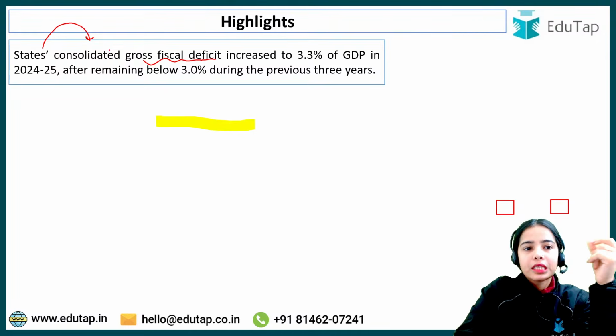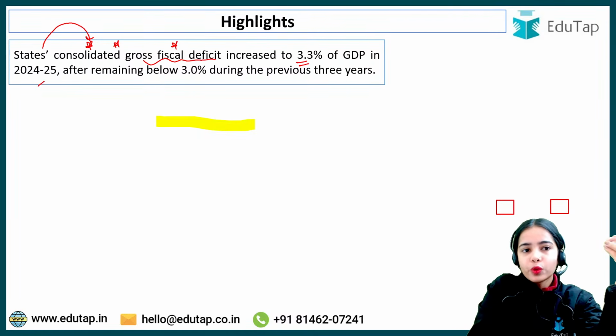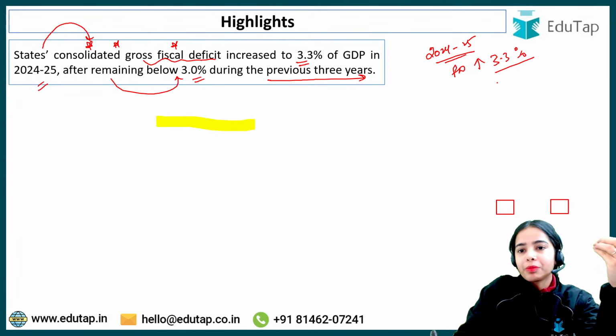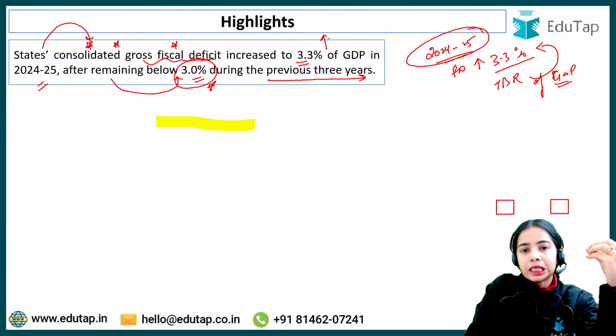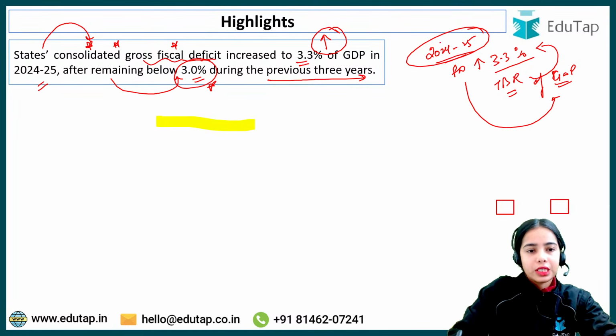So the consolidated states' combined gross fiscal deficit increased to 3.3% of the GDP in 2024-25 after remaining below 3% during the previous 3 years. So you can understand that in 2024-25 the fiscal deficit has increased to 3.3% of the GDP. That means total borrowing requirement has become 3.3% of GDP. In the previous 3 financial years, the fiscal deficit was around 3% only. So there is an increase in the total borrowing requirement for the state governments in 2024-25. So this is the idea, okay?